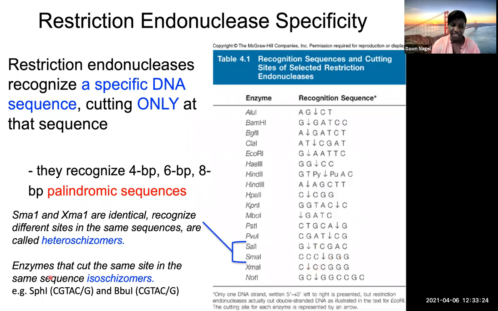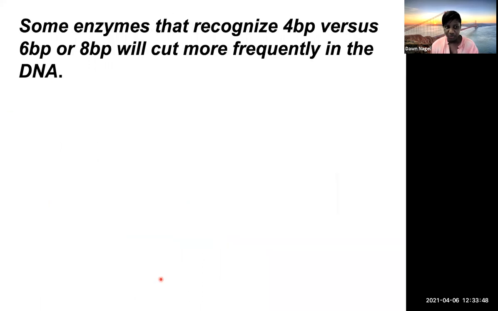And then you have enzymes that are called isoschizomers, which recognize the same site and cut in the same location between the same 2 nucleotides. And this is just an example here. And this has been updated as well in the lecture that I posted last night for lecture 2, which we will be going over today. So this is important for you to know.